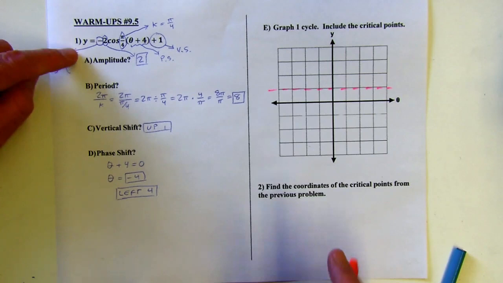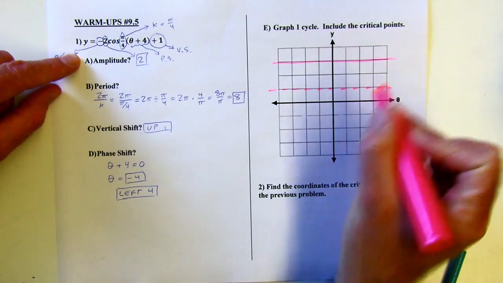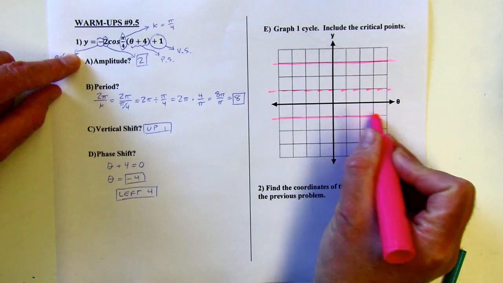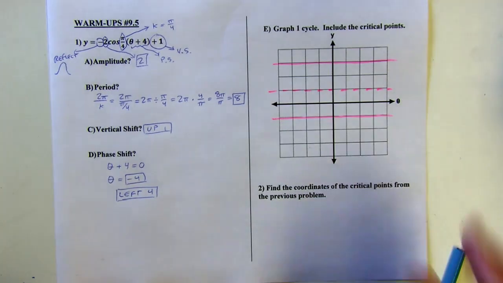And then I'm going to use the amplitude. I'm going to go up and down 2 units from the midline. Okay, so here is my road map. Looks like a road, right? And all the critical points are going to be on those 3 lines.